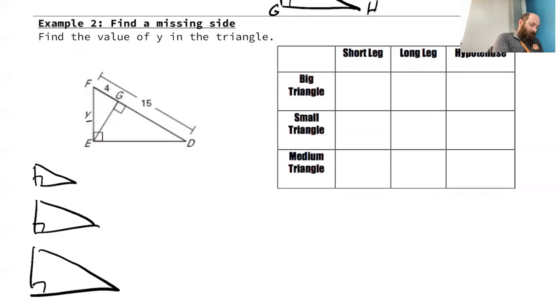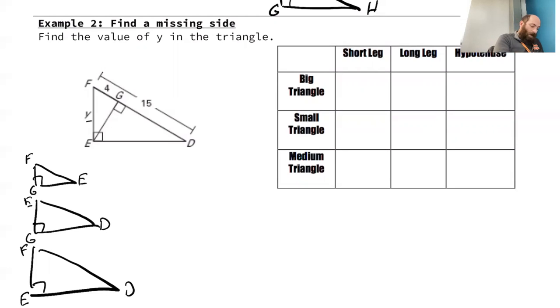So I can see here that for the small triangle, G is my right angle. G is also the right angle for the medium. And then E is the right angle for the big triangle. Short side goes up to F. And then E will be right here. G is going to go up to E and then D over there. And the big triangle is going to go up to F for the short side and D over there.